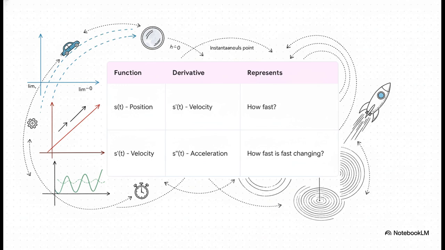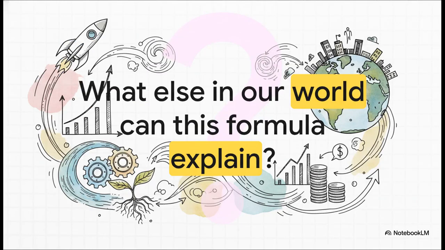And it doesn't stop there. Take the derivative of velocity, and you get acceleration, how quickly your speed is changing. This limit formula is the engine that translates the language of where something is into the language of how fast it's going. And that really brings us to the final, most important idea.